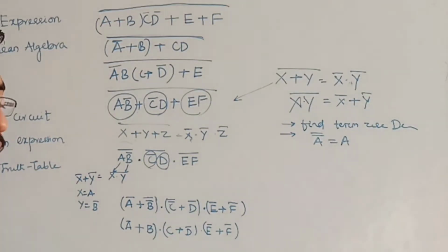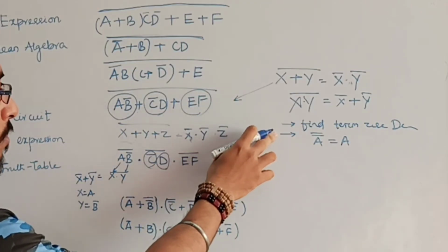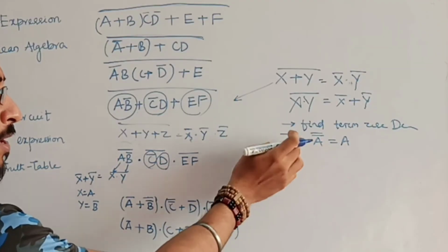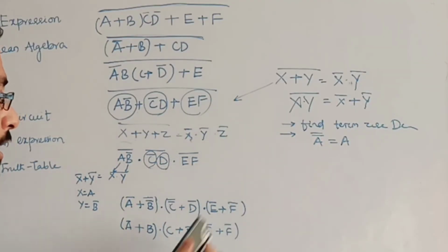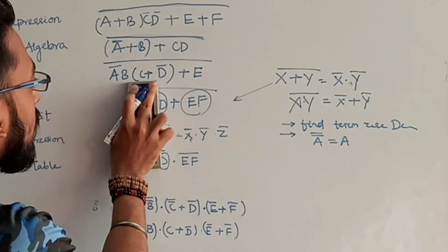Okay, is this clear? What I did, I first see in which expression I can use my De Morgan. Then I have to check upon any variable I can use this formula. I use this rule. Okay, so this is the final expression. Now let's do the second one.